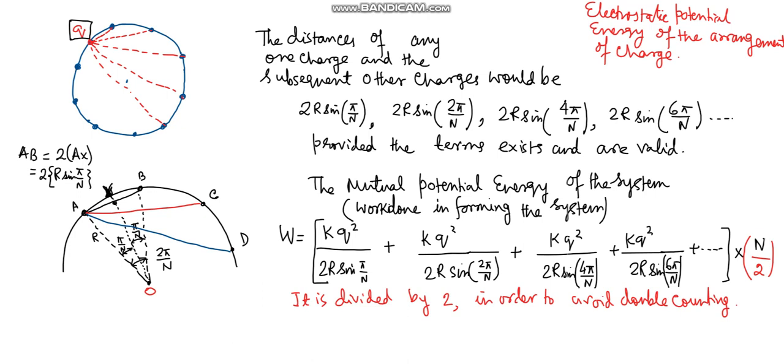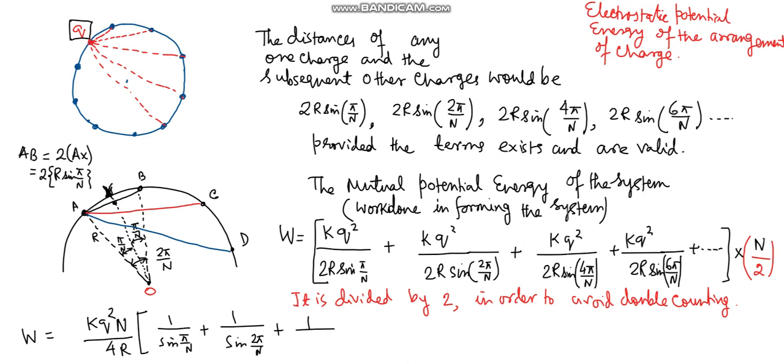So now I can take common and express the final answer, that is the work done is now equal to kq square capital N divided by 4r and within the bracket 1 by sine pi by n, 1 by sine 2 pi by n, 1 by sine 4 pi by n, then 1 by sine 6 pi by n, etc., provided the terms exist. Now we have to discuss what will happen when n is equal to 2.